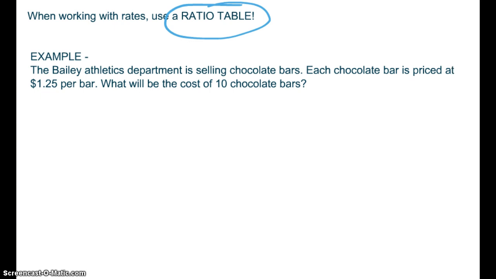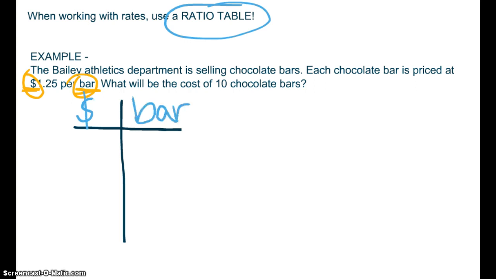So the first thing that you're going to ask yourself is, do I have a rate? Do I have a comparison of two units? I have dollars here per bar. We are comparing cost per number of chocolate bars. So we have a rate. Now, this is a pretty simple problem, and you may feel like you don't need a ratio table, but I'm going to suggest that you go ahead and get used to using a ratio table because they're going to be really helpful when problems get more complicated.